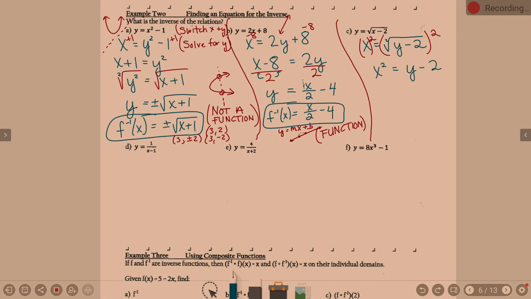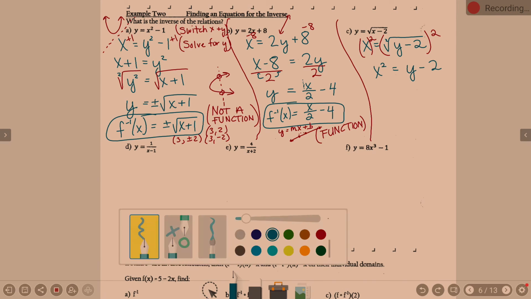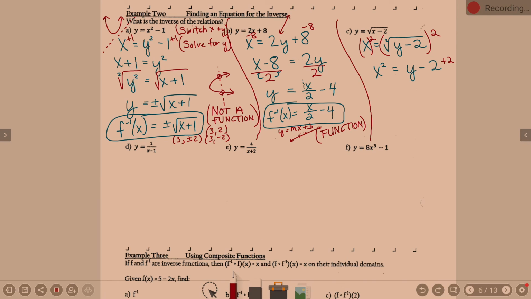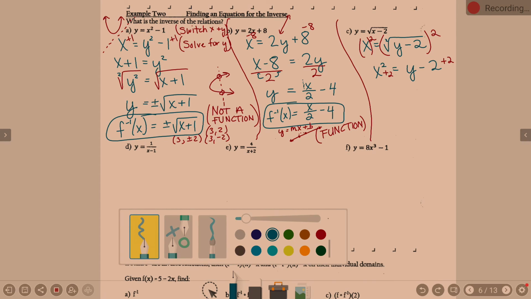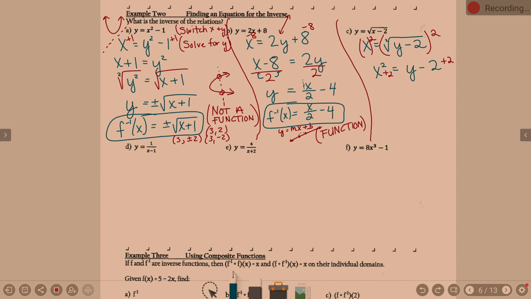y minus 2. Am I done? Is y by itself? No. How do I get y by itself? Add 2 to both sides. If it's y minus 2, I'm going to add 2. If I add 2 on one side, I have to add 2 on the other side. So then I end up with, I'm going to flip-flop here, y equals x squared plus 2. Minus 2 plus 2 cancels, so I have y equals x squared plus 2.